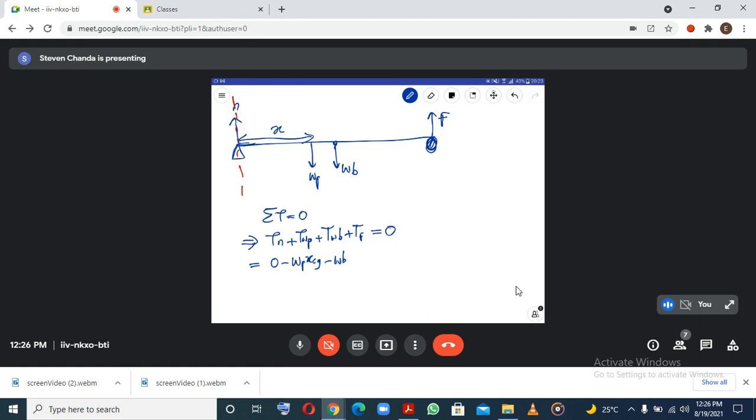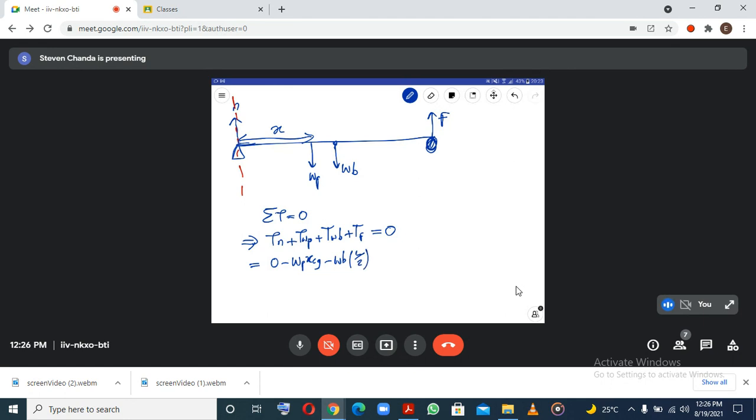So where is the weight of the board going to be felt? It's going to be felt at half the height of the person, or half the length of the board. So that's going to be the length of the board half. Okay, so that's L over 2.